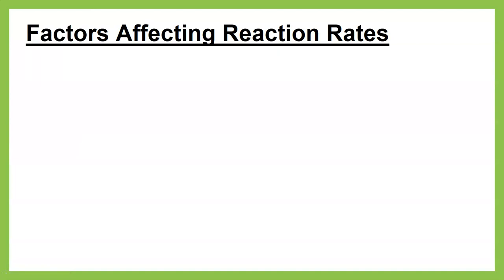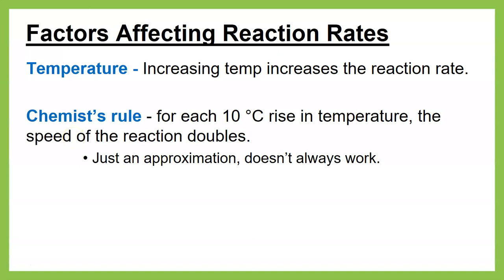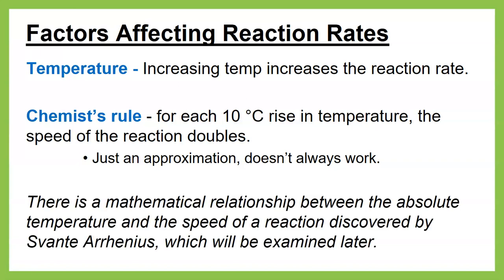We can also take into account things like the temperature. Raising the temperature generally increases the reaction rate. We have something called the chemist's rule, which is not a very good rule, but it's good for approximating things, making best guesses. We like to say that every time you raise the temperature 10 degrees, the speed doubles. Doesn't always work, but it's a pretty good guess. There are complicated equations that you can use to figure out how the temperature change is specifically changing the reaction rate, not something we're dealing with right now in this lesson.